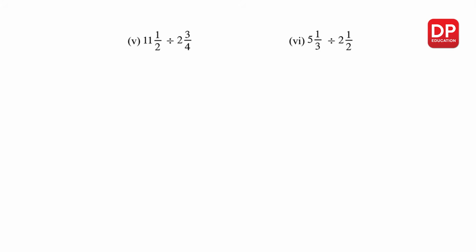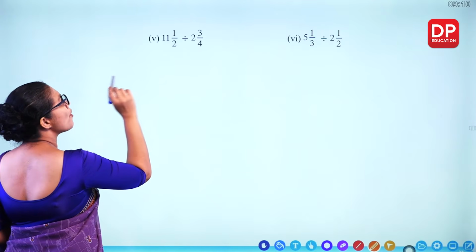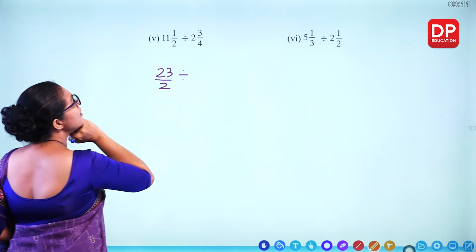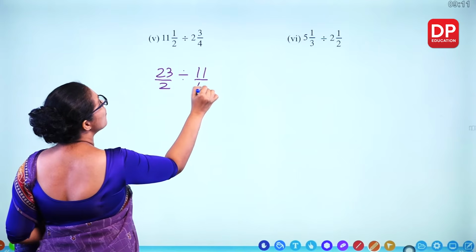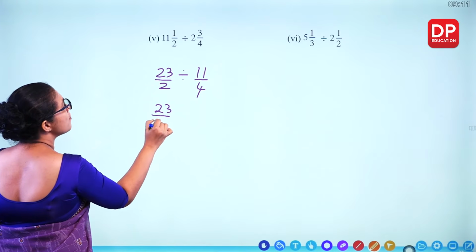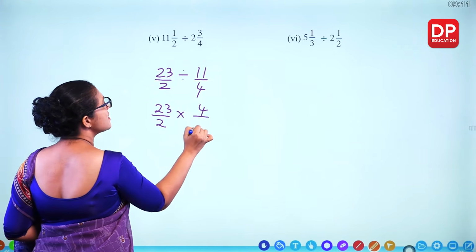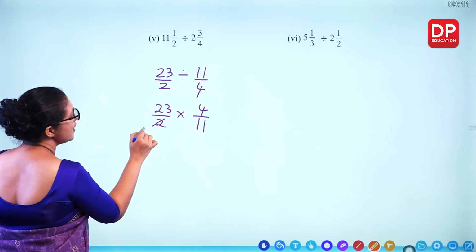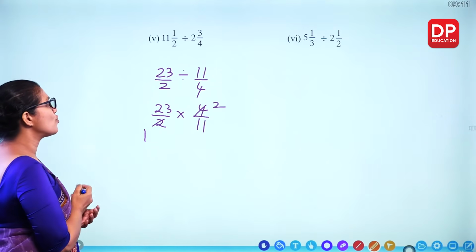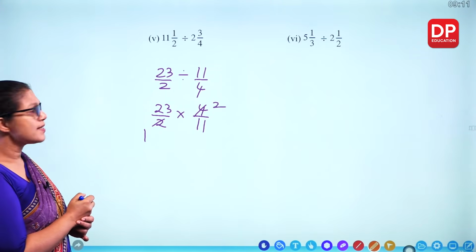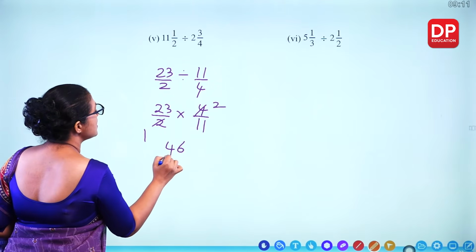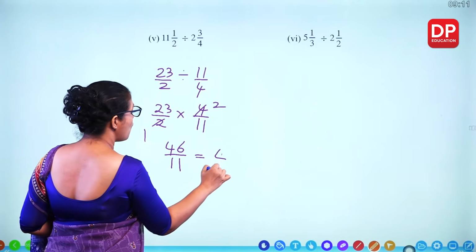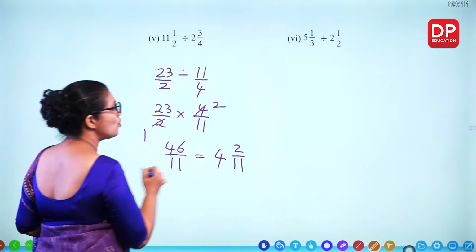This one, 11 and a half. Convert to improper fractions, 23 over 2. Here, 11 over 4. Convert to multiplication by taking its reciprocal. So, can you simplify? Only this one, 2 times 2. Now, what's the answer? 46 over 11, or you can write as a mixed number, 4 and 2/11.